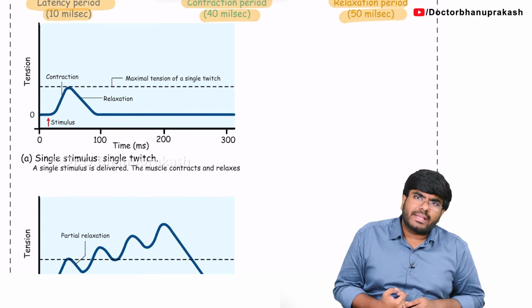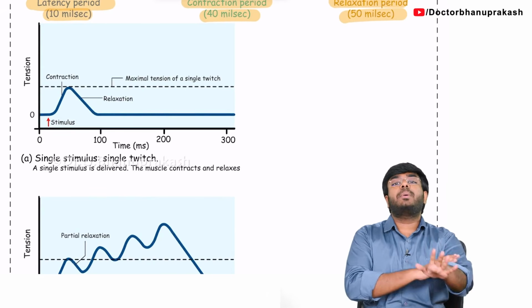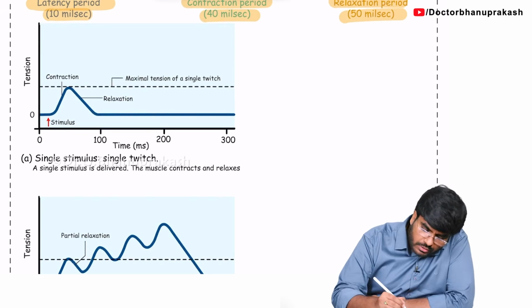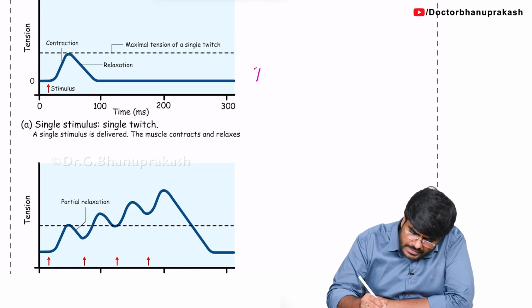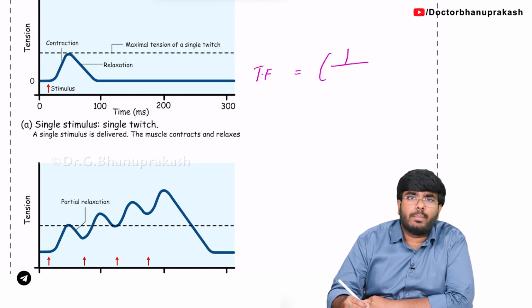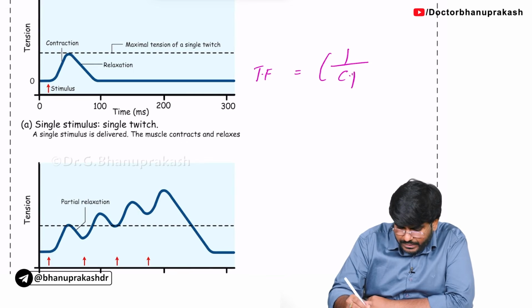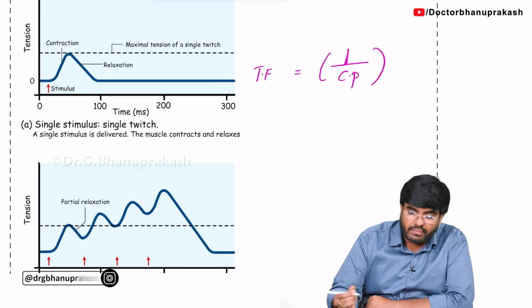Now, one very important MCQ. They will ask you in your exam, what is the tetanizing frequency? How to calculate the tetanizing frequency of any particular skeletal muscle in your body? The formula that's very important, especially for the NEET exam: tetanizing frequency is 1 divided by contraction period. Here 1 stands for 1 second.